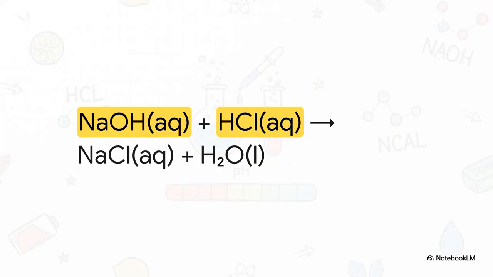Now, please pay close attention to this balanced chemical equation. It perfectly illustrates the reaction we just discussed. NaOH plus HCl gives us NaCl plus H2O. You will also see these small symbols here. AQ means aqueous, that is, dissolved in water, and L means it is in a liquid state.